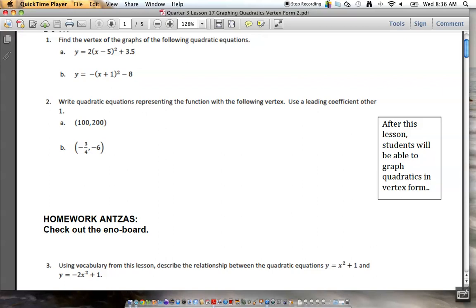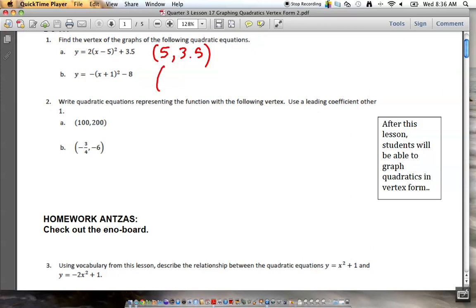Now the vertex is the turning point. And here, the vertex is, remember, horizontal shift is reversed. Since it says minus 5, it's at positive 5, and vertical shift stays the same. So it's 5, comma, 3.5. Right? Think about it going backwards. Wouldn't this slide the parent graph 5 units to the right and up 3.5? So that's why it's 5 to the right, up 3.5.